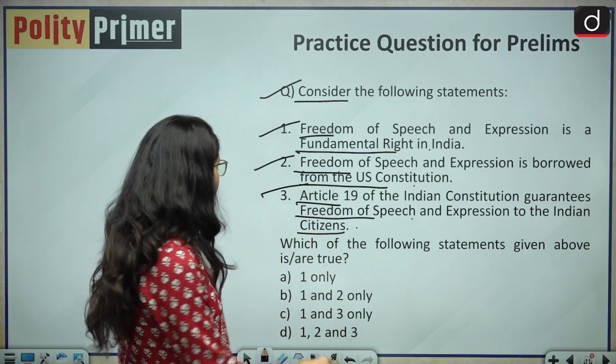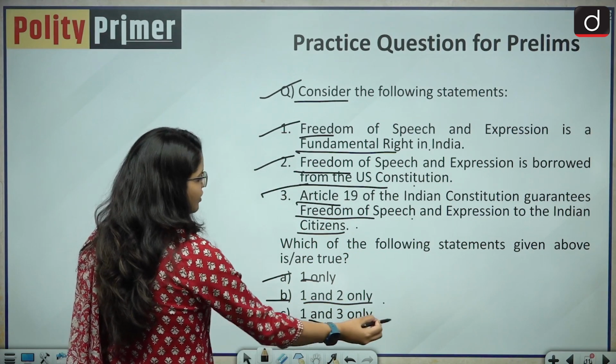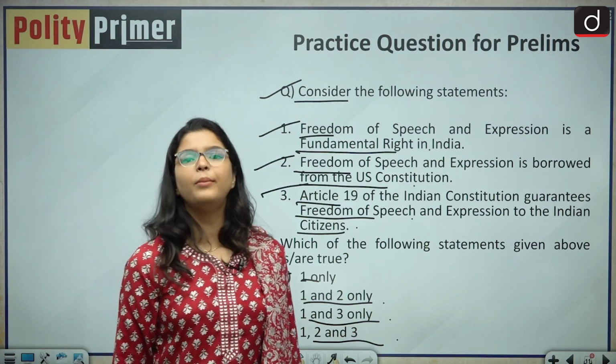Your options are, option A is 1 only, option B is 1 and 2 only, option C is 1 and 3 only, and option D is 1, 2 and 3. Kindly drop your answers in the comment box below.